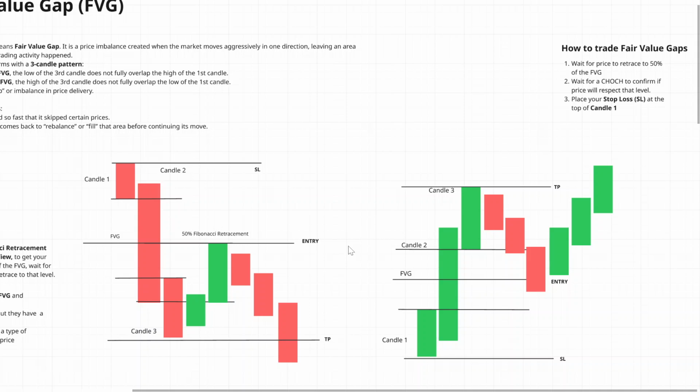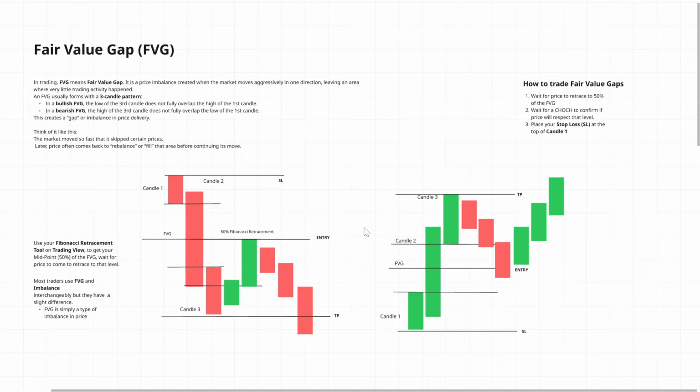All right, so that's it. We wait for price to retrace into the 50% of our FVG, and then wait for a change of character, and then we set our stop loss, set our take profit, and then we enter the trade.